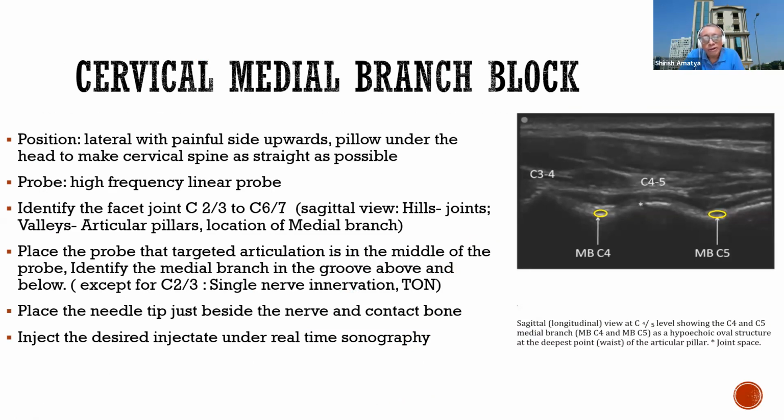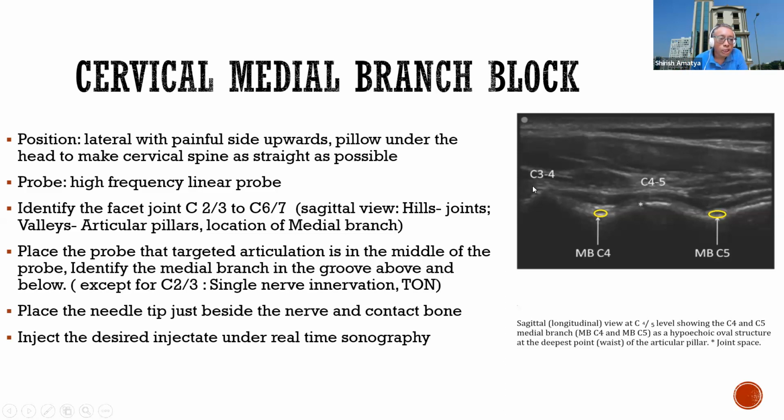a high frequency linear probe. And we basically identify the C2-3 facet. Once we identify the C2-3 facet as described above, we can gradually move our probe downwards to the level of the facet joint we are having problem with, and we have to block the medial branch above and below the facet joint which is causing the problem.